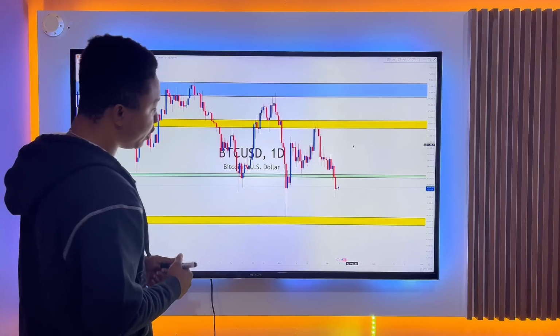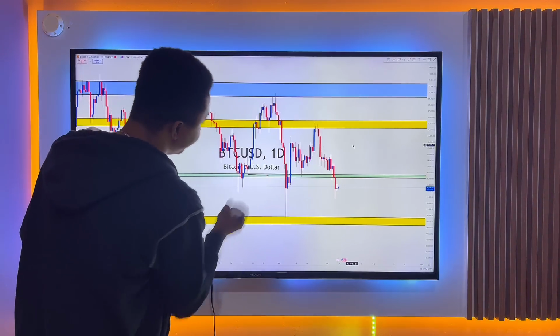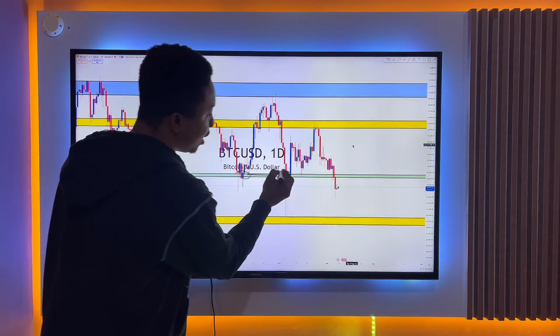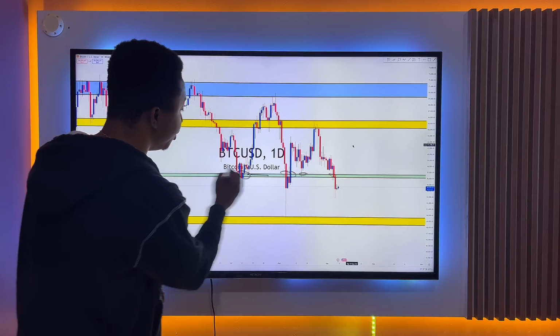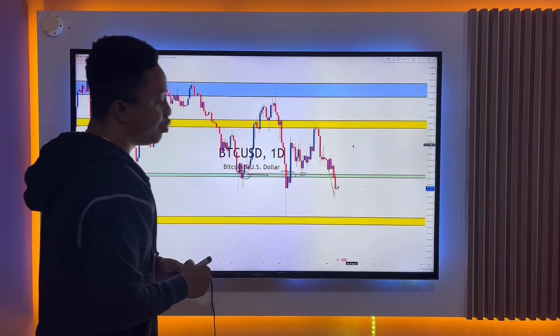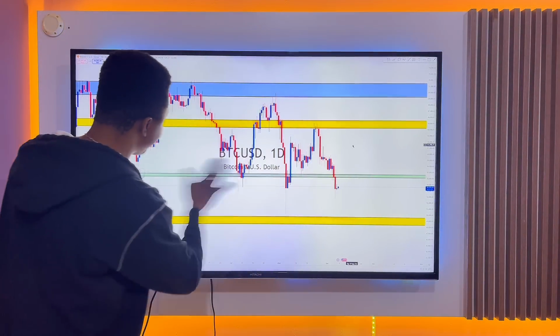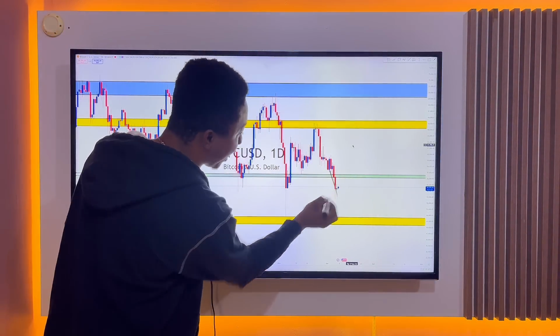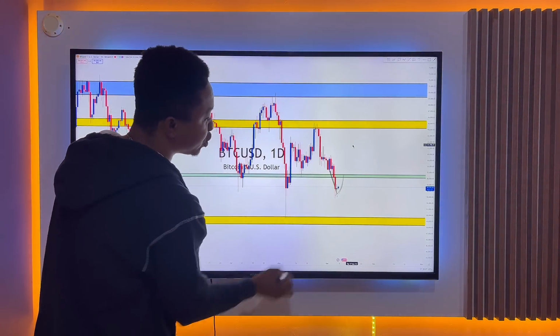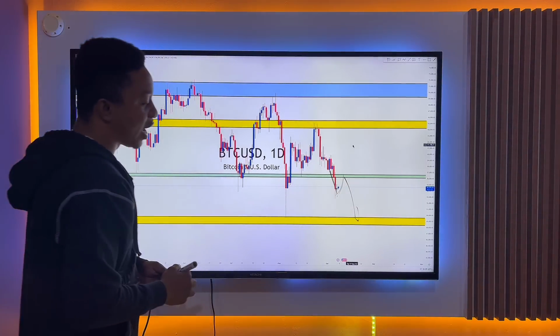BTC USD. Now BTC USD in the daily time frame, we have a daily mid-range, which is also a strong level of buy sensitivity. Now this daily mid-range zone over here has been able to break to the downside. Now what happens after a break to the downside? You go up for exhaustion before a continuation move further to the downside.